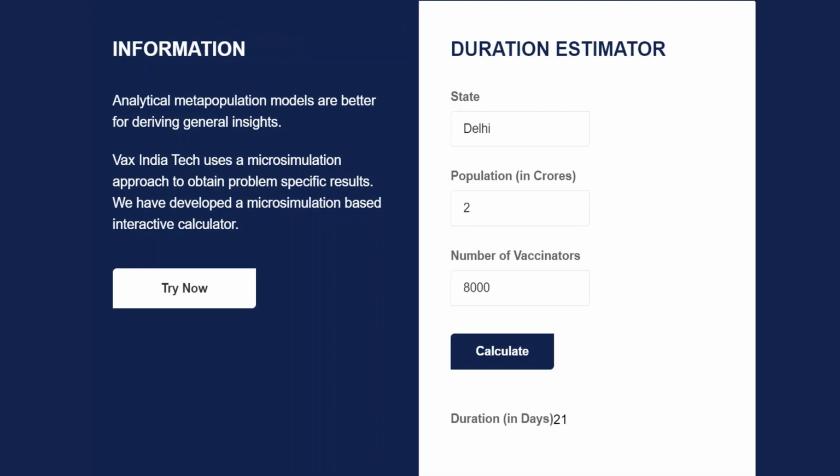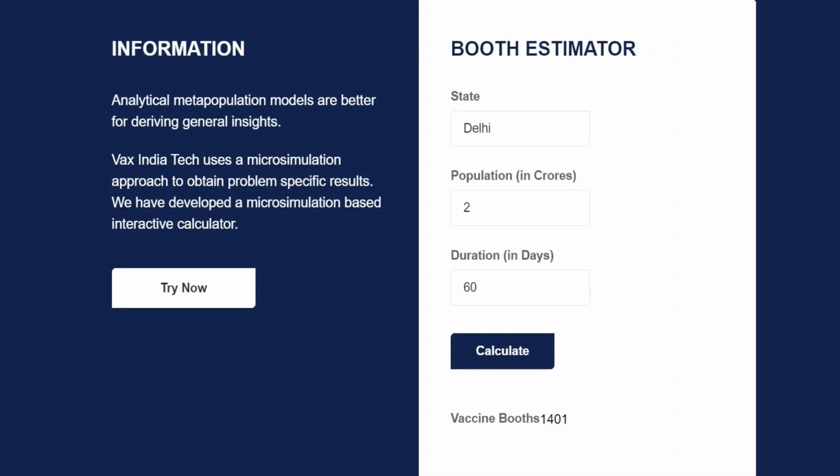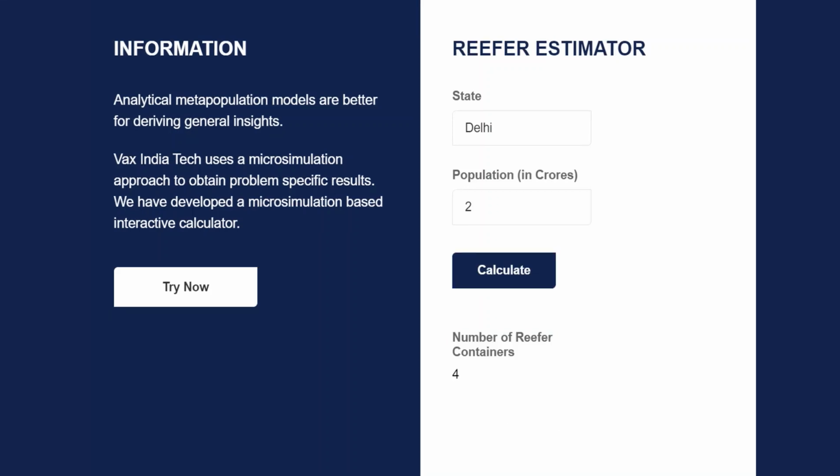Here we estimate the number of vaccination booths required. Here we estimate the number of reefer containers required. Here we estimate the number of small reefer containers required. Now we'll take you through our website.